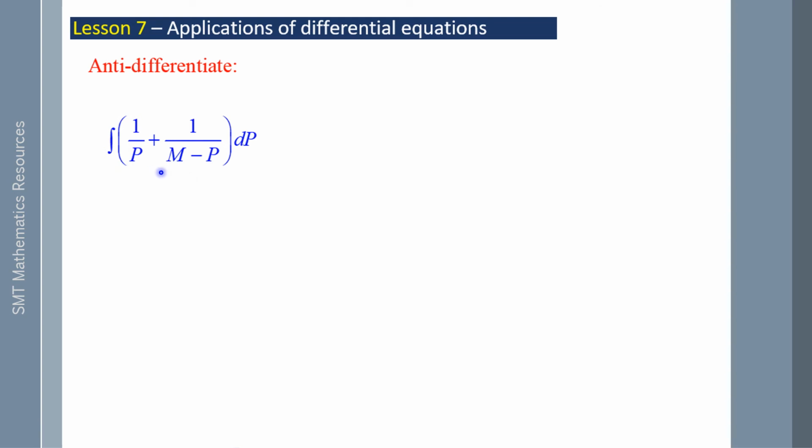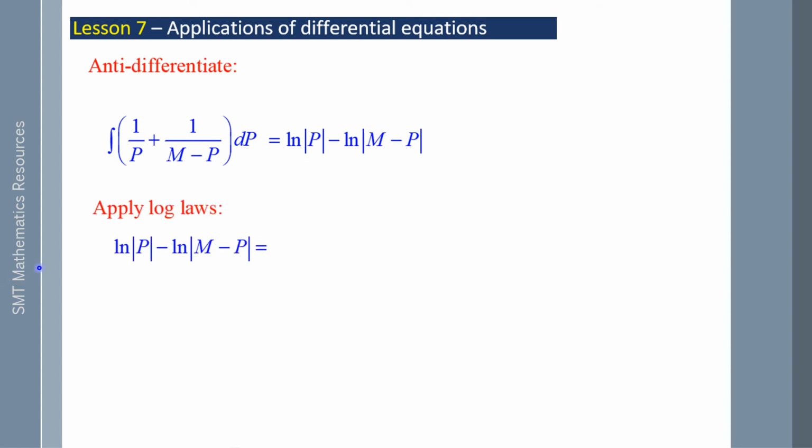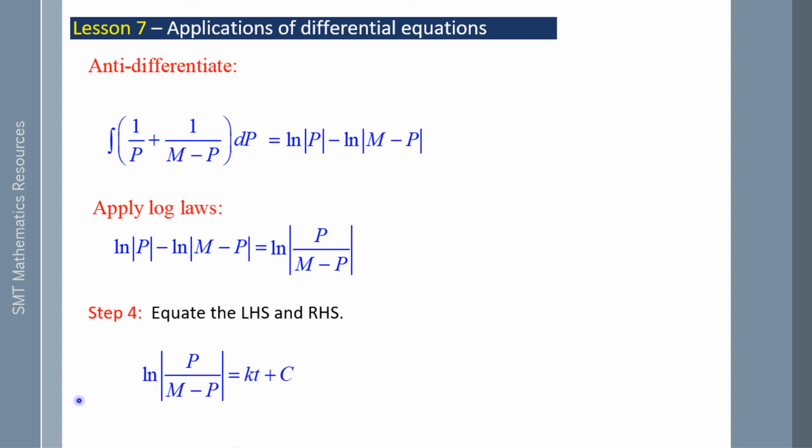So the integral of our partial fractions is the natural log of p take the natural log of m take p. Next, we're going to apply log laws. So using log laws, that becomes the natural log of p over m take p. Now we're going to be able to equate the left-hand side and the right-hand side. So this is our result of our left-hand side. This was our right-hand side.